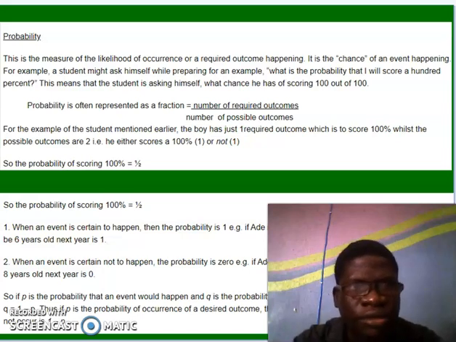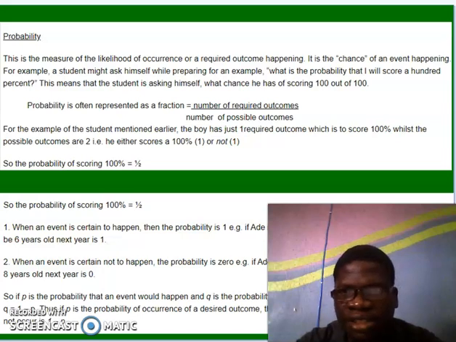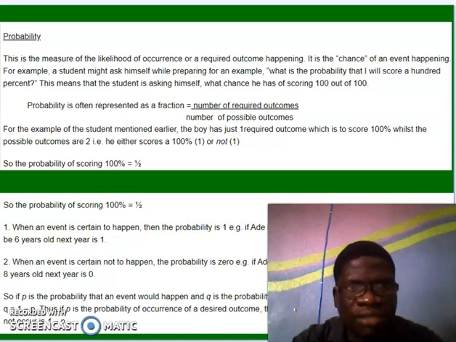Welcome, guys. The topic we are considering is probability. What is probability? This is the measure of the likelihood of occurrence of a required outcome happening. It is the chance of an event happening.